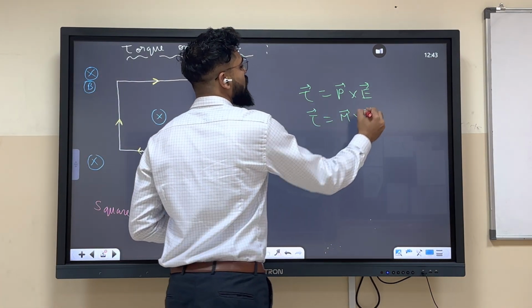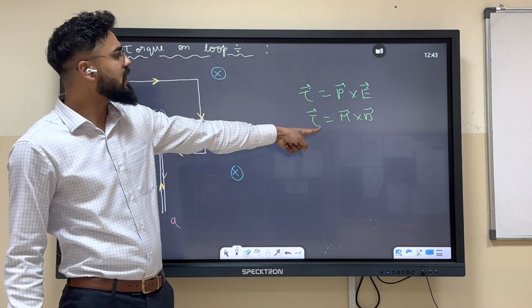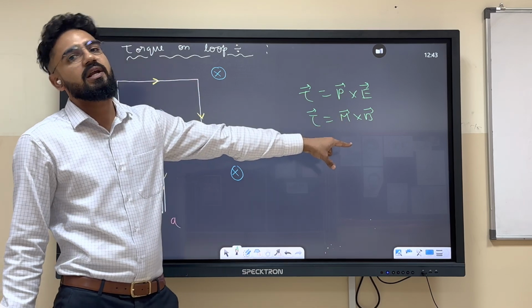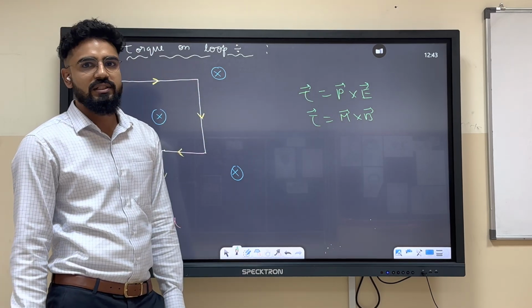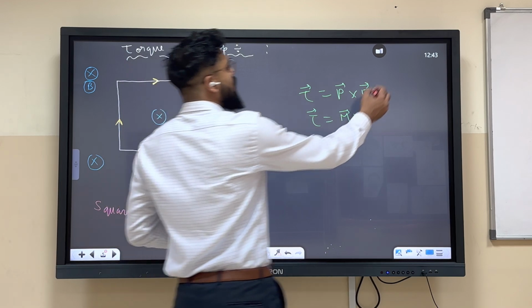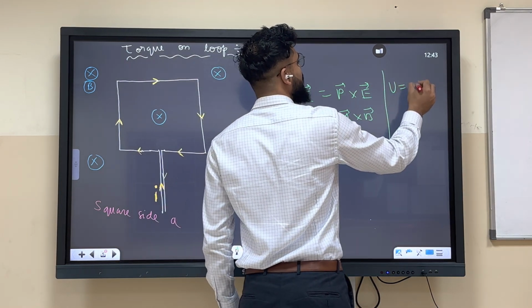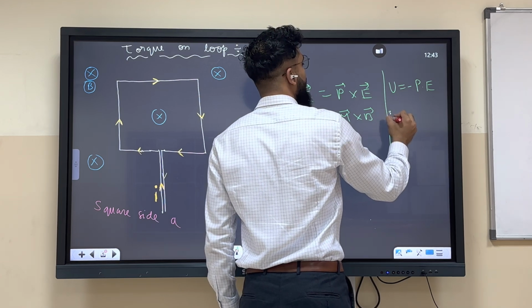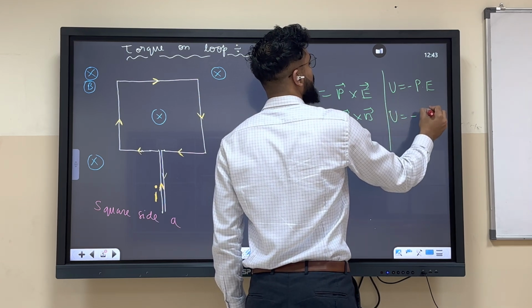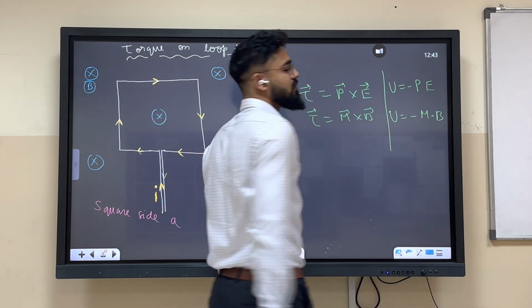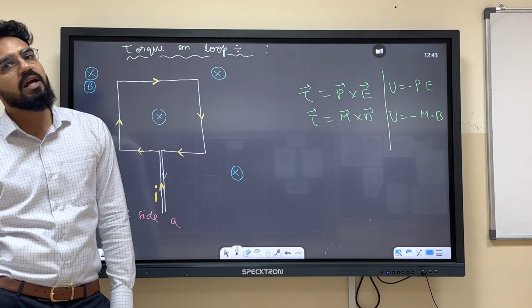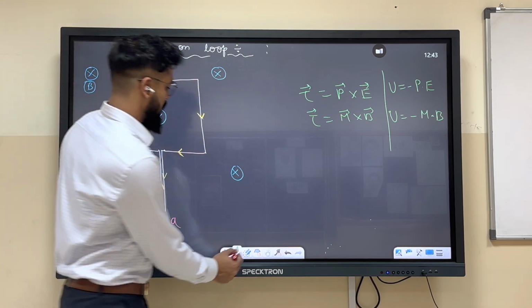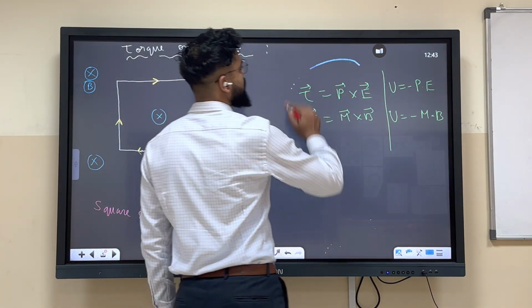M cross B. Instead of dipole moment, what will come? Magnetic moment. Instead of electric field, what will come? Magnetic field. Same thing. Over there, can you recall what the energy was? Negative P dot E. Over here, any idea what the energy will be? Negative M dot B. Are we getting it? Same funda. Let's just derive it.